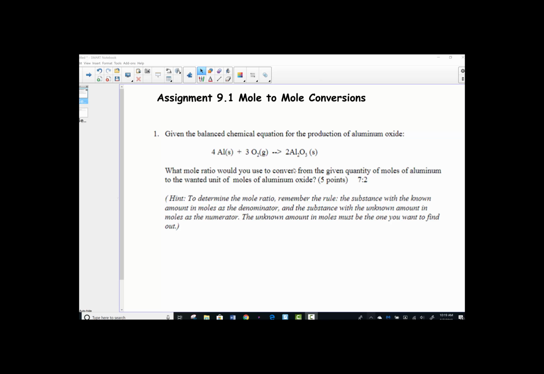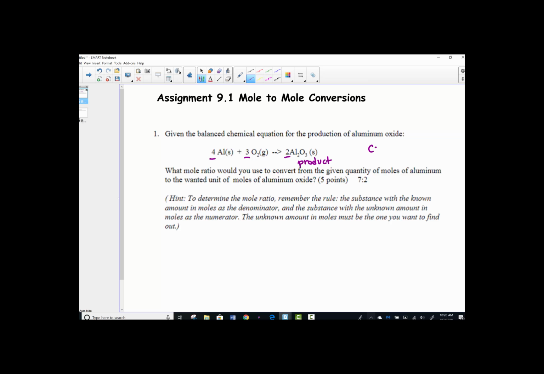It says, given the balanced chemical equation for the production of aluminum oxide, and they give us that equation, and it's worth reading together. I want to read this in terms of the stoichiometry. It says 4 moles of aluminum, the unit 4 stands for moles, reacts with 3 moles of molecular oxygen to form 2 moles of aluminum oxide. The production of aluminum oxide is the product over here, aluminum oxide.